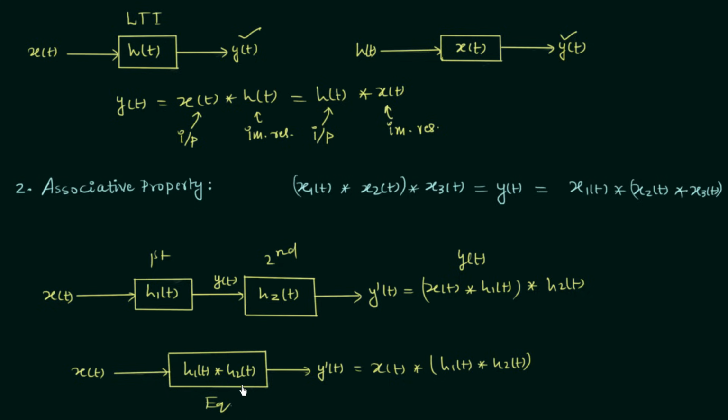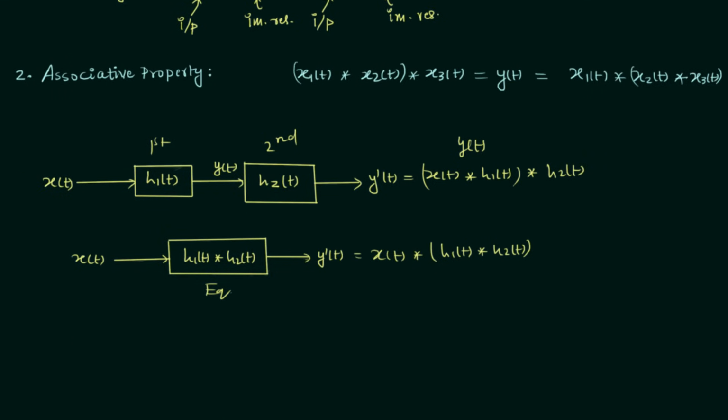So this is a very important property. Whenever you have two or more systems connected in cascade, then the equivalent system will have the impulse response equal to the convolution of all the impulse responses. So this is how the associative property is implemented from the system's point of view. Now we will move to the third property. The third property is the distributive property.